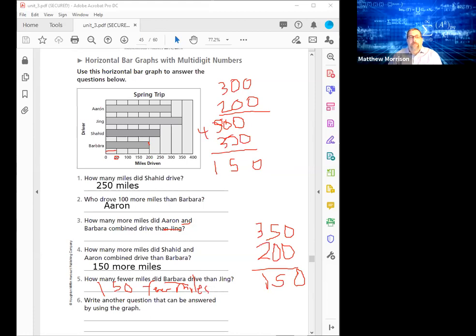I should turn on the text feature. Oh well. All right, 150 fewer miles.